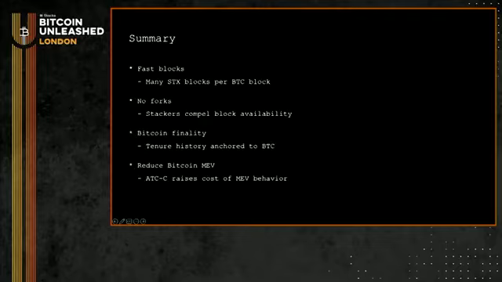So in summary, we got our fast blocks. There are many Stacks blocks per Bitcoin block. Signers are in the loop for producing those fast blocks in order to ensure that those blocks are widely replicated.